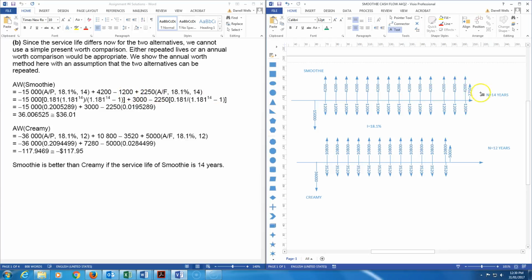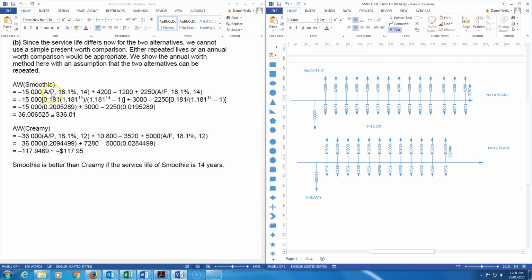Then we also have a salvage value of 2,250, and that salvage value also needs to be converted to an annuity. We do that by using the A/F factor, because this is a value 14 years in the future. So we want to find an annuity given F, for 18.1% and 14 years.